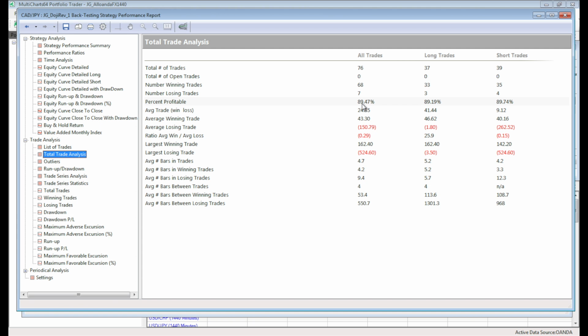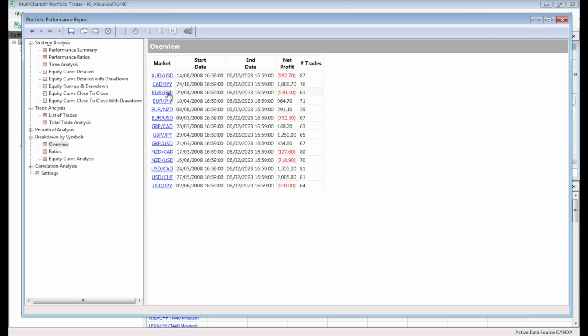Percent profitable, again very high on its own, 89%. Got a large average trade value of almost 25 pips, so that's really good. Even when we've taken out a few pips worth of costs, then we're still making a good chunk of money with this strategy. Euro pound wasn't profitable. Euro yen is profitable.